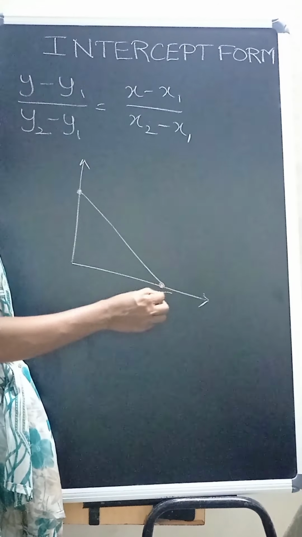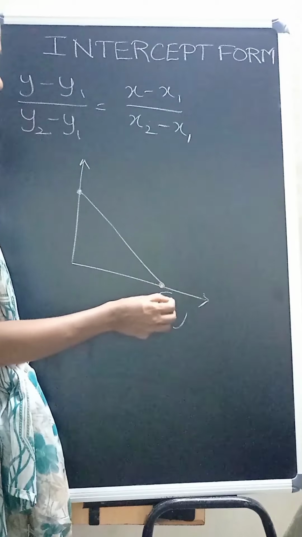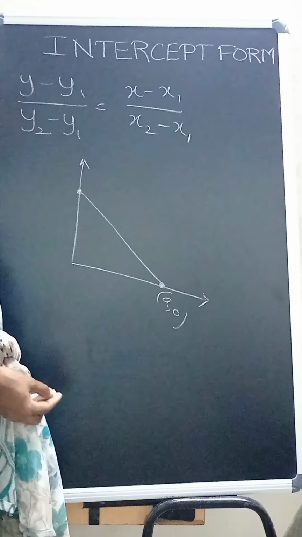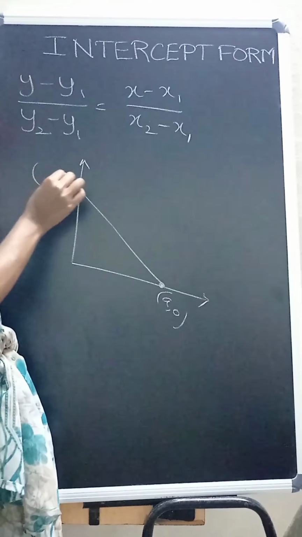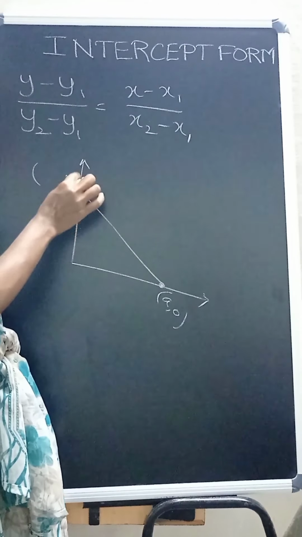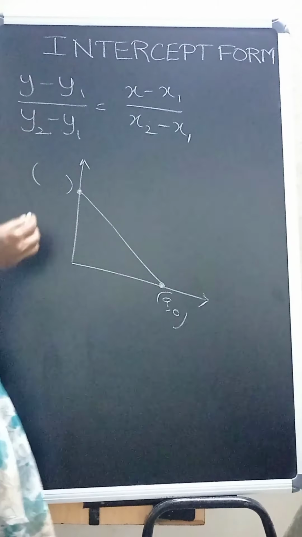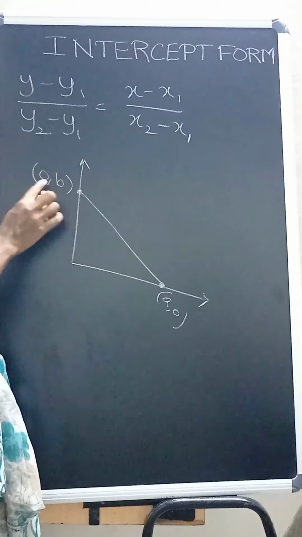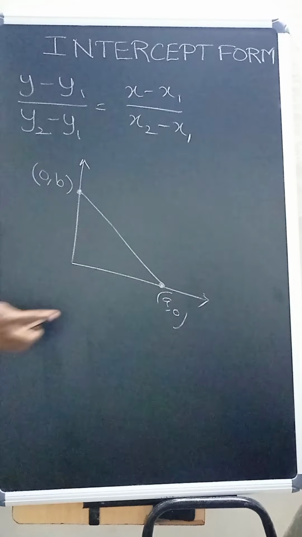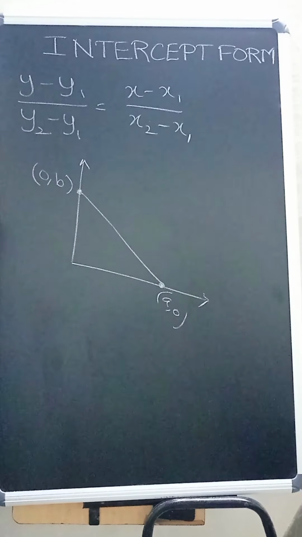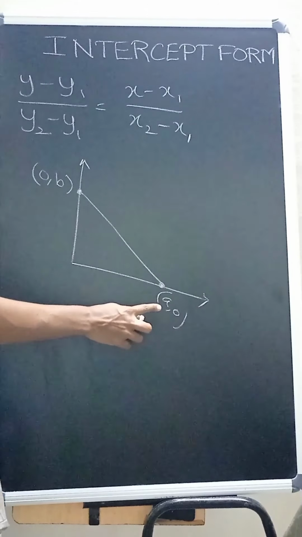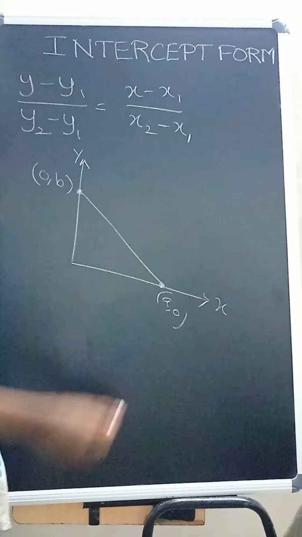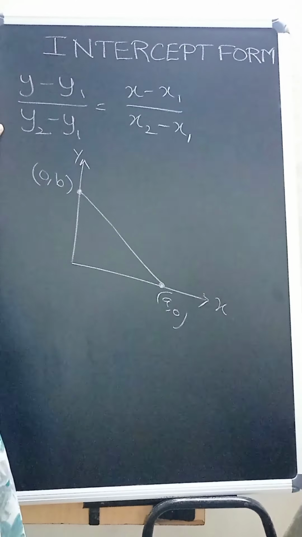Now say it meets the x-axis at A. So this point will be (a, 0) because it lies on the x-axis. Now say it meets the y-axis at B. So the coordinate will be (0, b). Here the x is 0. So now you have (a, 0) and (0, b), where a is the x-intercept and b is your y-intercept.